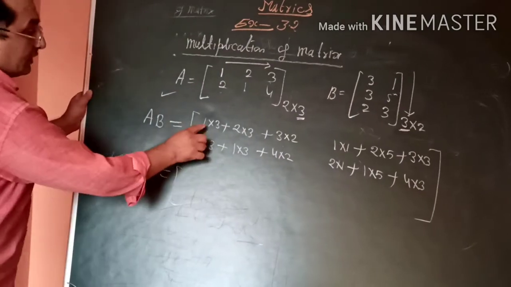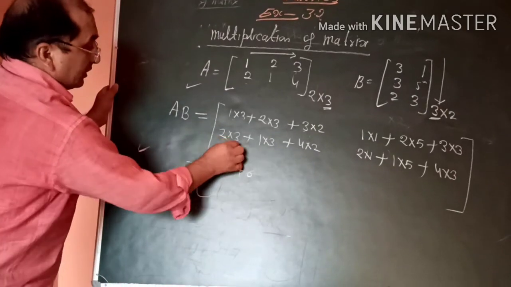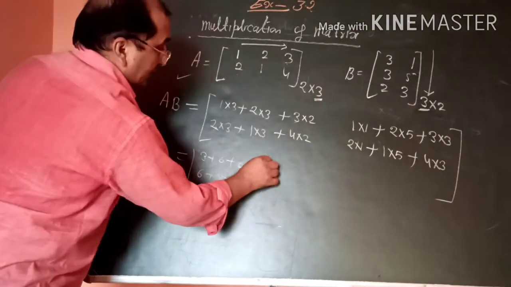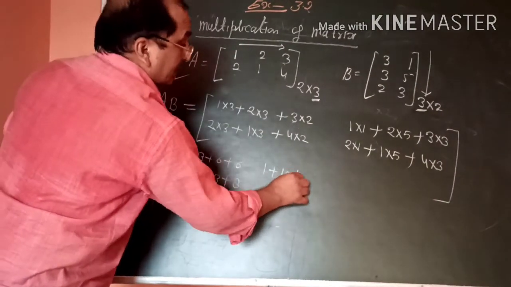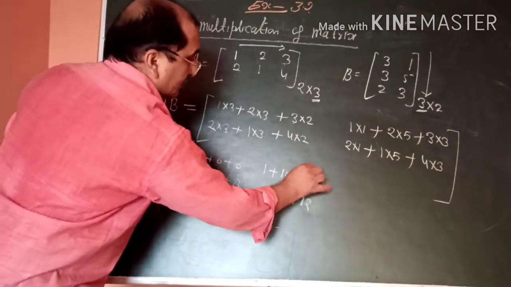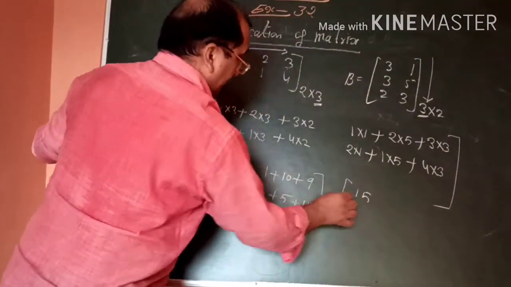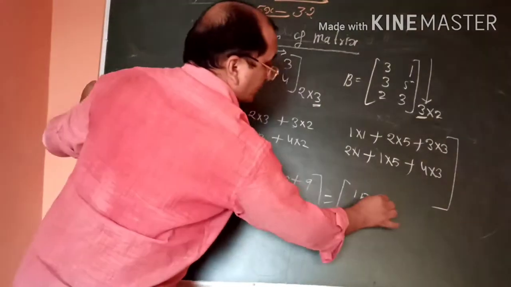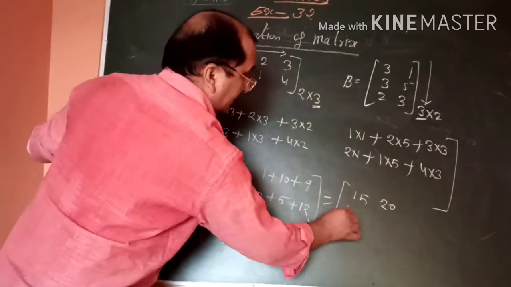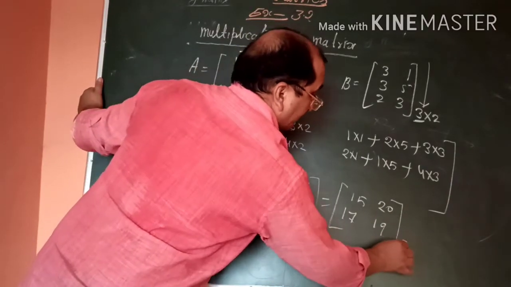Then we can solve: 3 1 are 3, plus 3 2 are 6, 2 3 are 6, 3 1 are 3, plus 4 2 are 8, 1 1 are 1, plus 5 2 are 10, plus 3 3 are 9, 2 1 are 2, 5 1 are 5, 12. So we can write 6, 6, 12 plus 3 equal to 15, 9 plus 10, 1 20, 8 plus 6 14, 17, 7 19, and its order will come 2 cross 2.